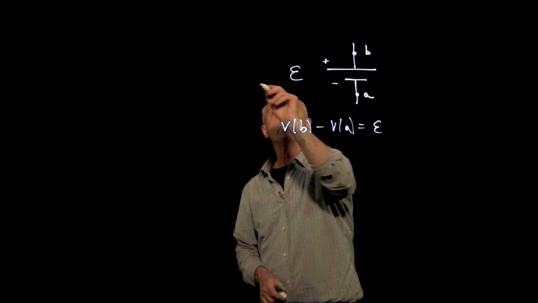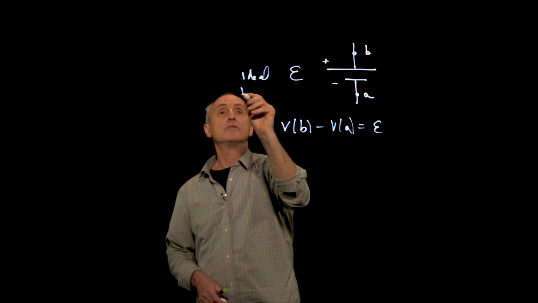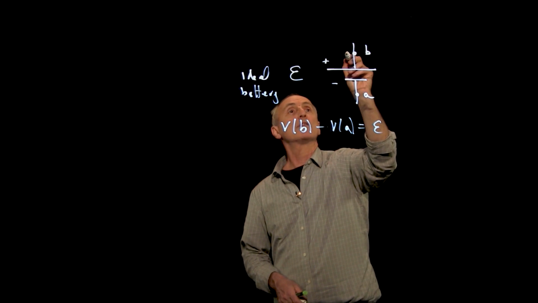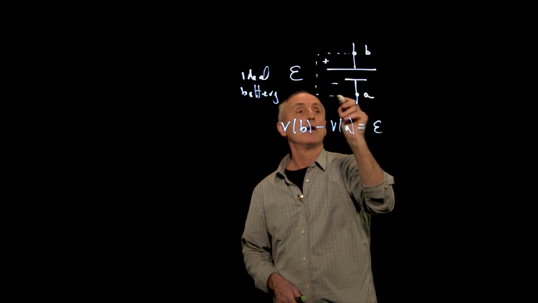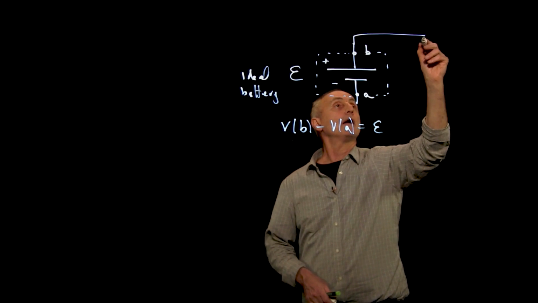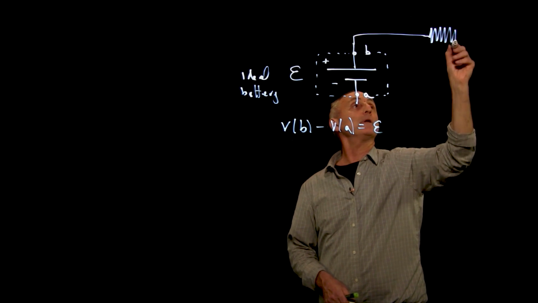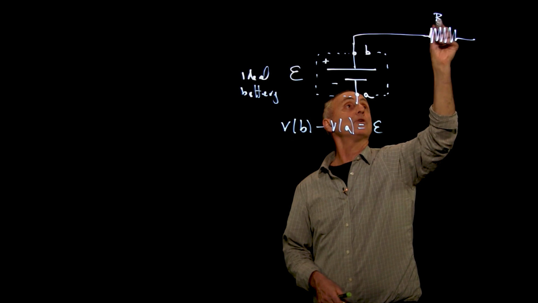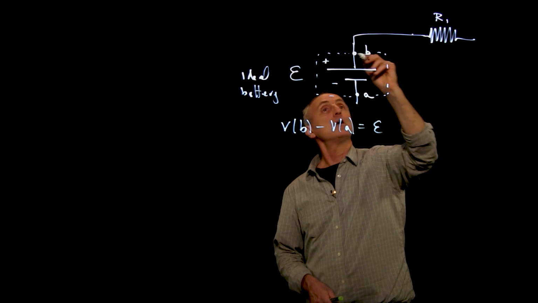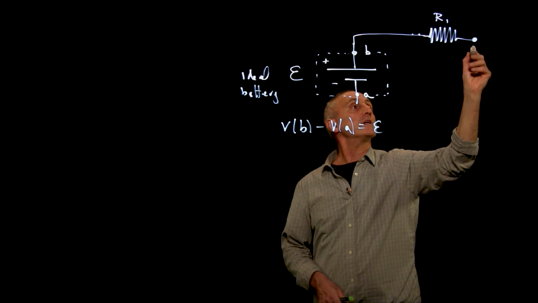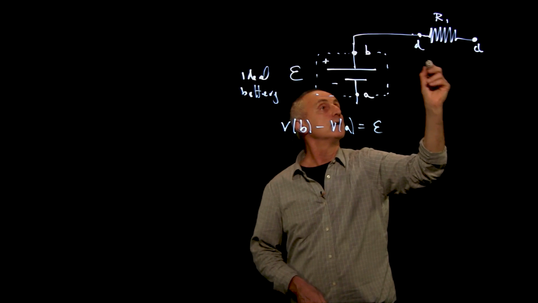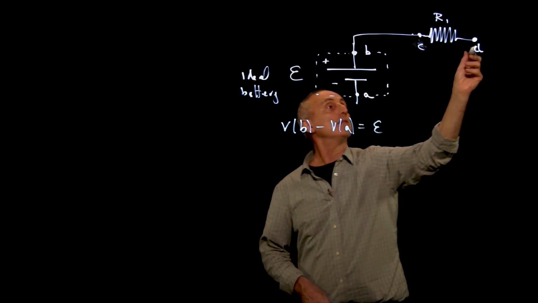So this is our ideal battery. There's no resistance in this battery. Now we want to connect this battery to, these are our terminals. We connect this terminal to a wire, and in that wire there's a circuit element which we're going to refer to as a resistor R1. Here, let's call this point C. Actually, we'll call this point C, and that point D.